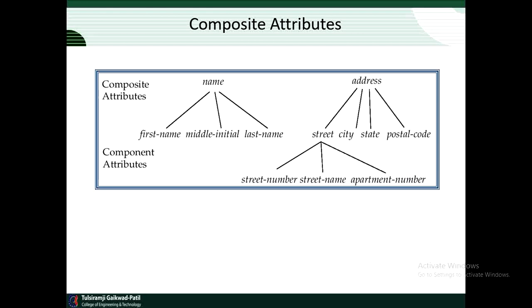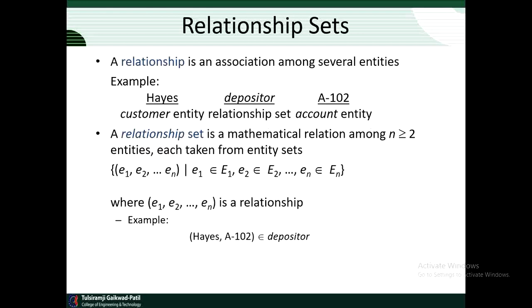And in this street, city, state, and postal code, here street is again divided into 3 parts or 3 attributes, and this is what a component attribute is. So this is what we have about the composite attribute. This is one of the types of attribute, and it is very important. Then we will move toward the relationship sets.